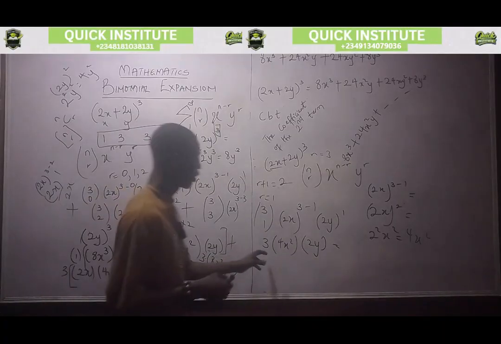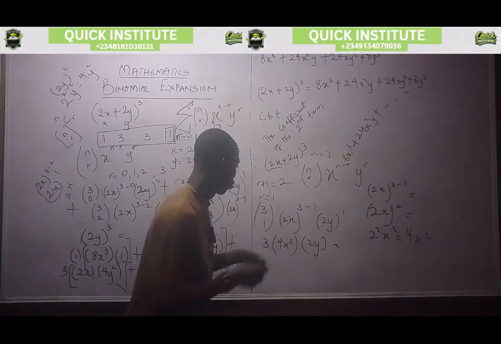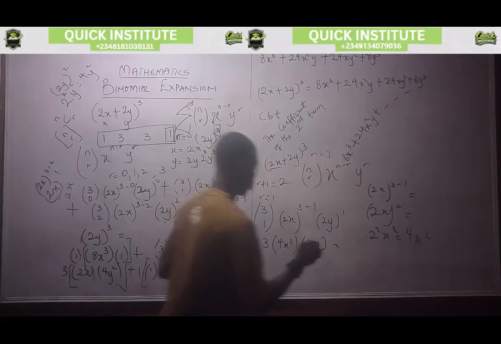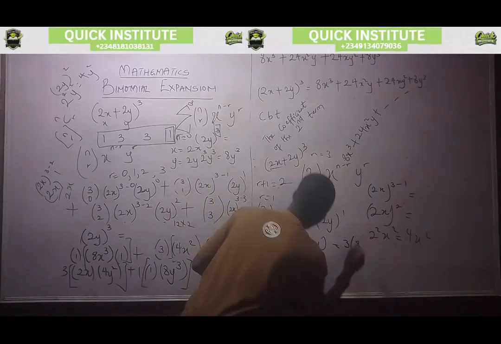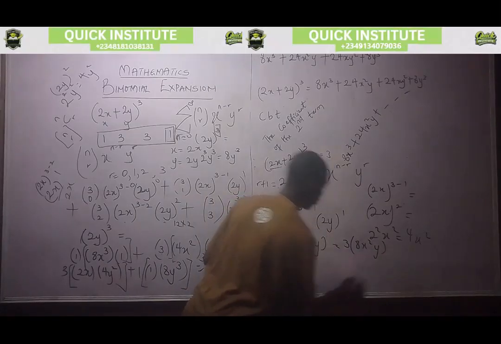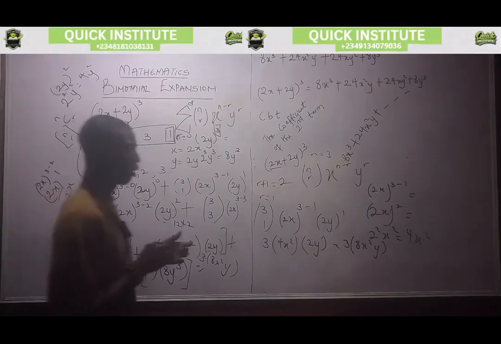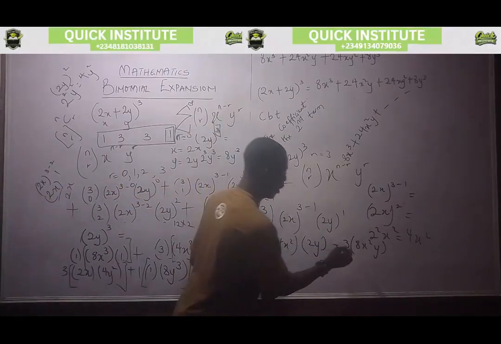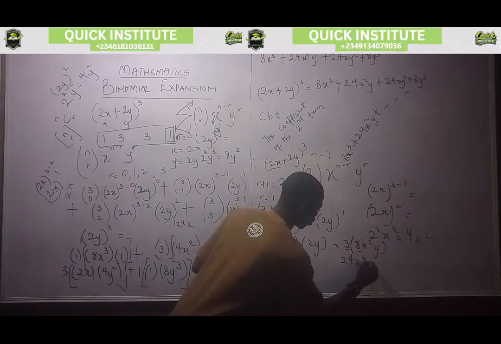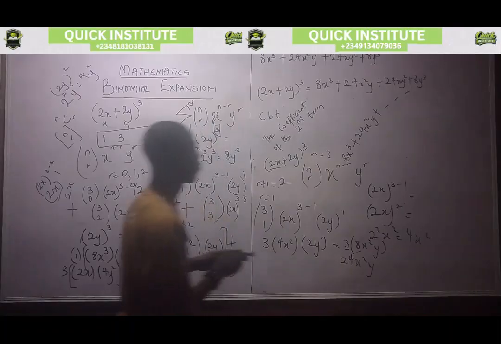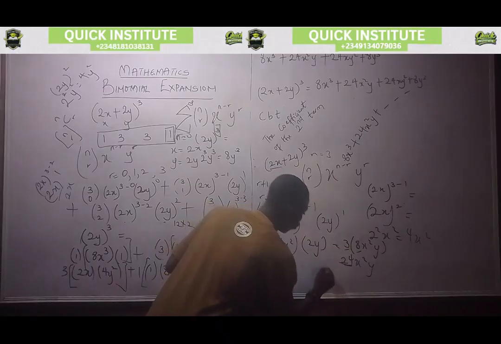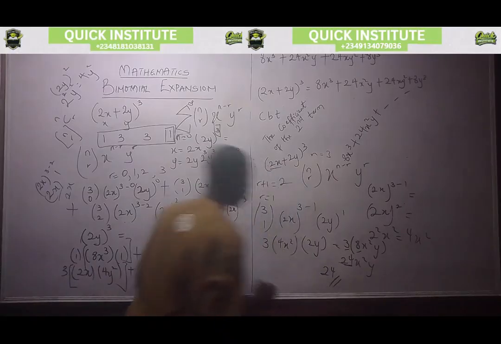So now, 4 times 2 is 8. This 3 multiplies everything here: 3 multiplied by 8. You now combine everything together, which is x square y. So 3 times 8 is 24x square y. Therefore, the coefficient of the second term of this expansion is 24. That's your answer.